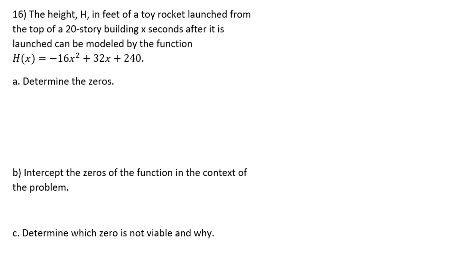Okay, we have the height h in feet of a toy rocket launched from the top of a 20-story building x seconds after it is launched and can be modeled by the function, and they give us this equation here. Part A asks us to determine the zeros. Remember, the zeros are the x-intercepts, which means we want to solve this. So we want to set this equation equal to 0 so we can find those x-intercepts, those zeros.